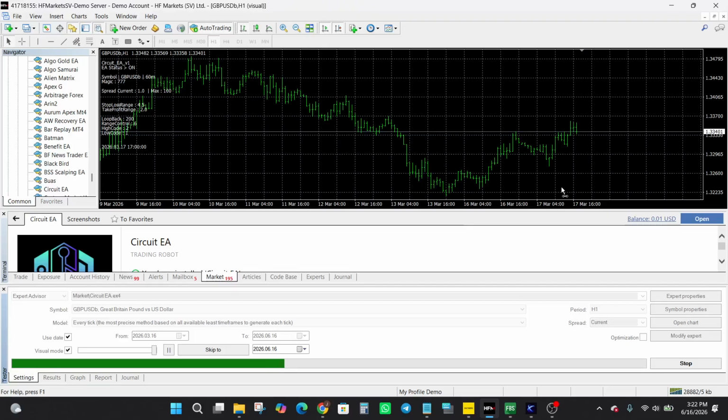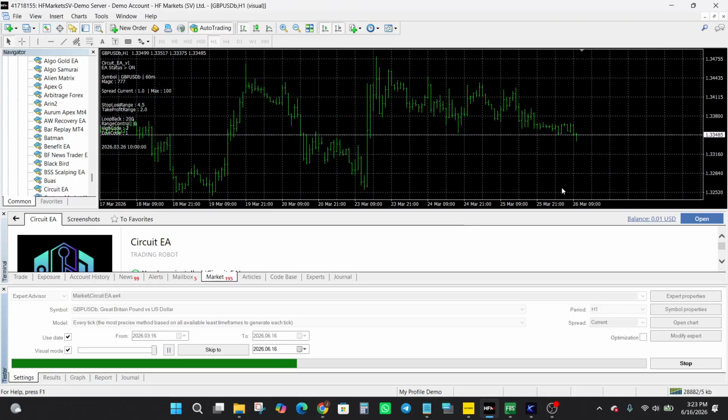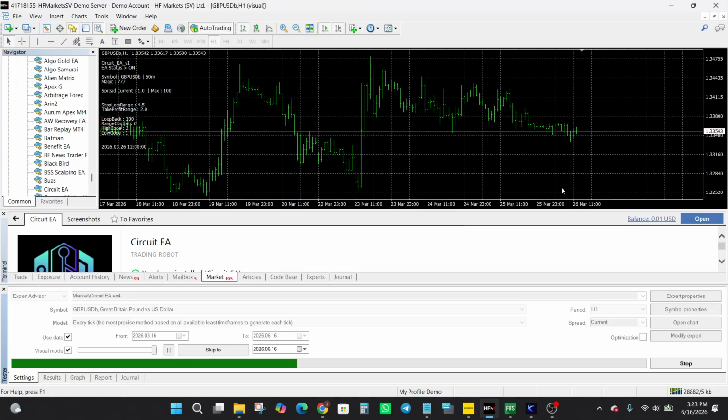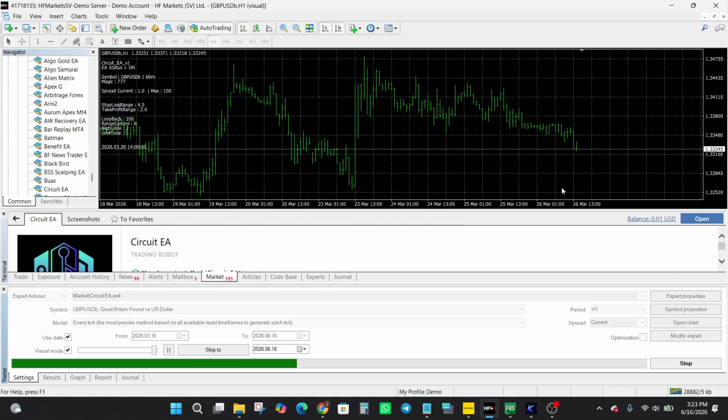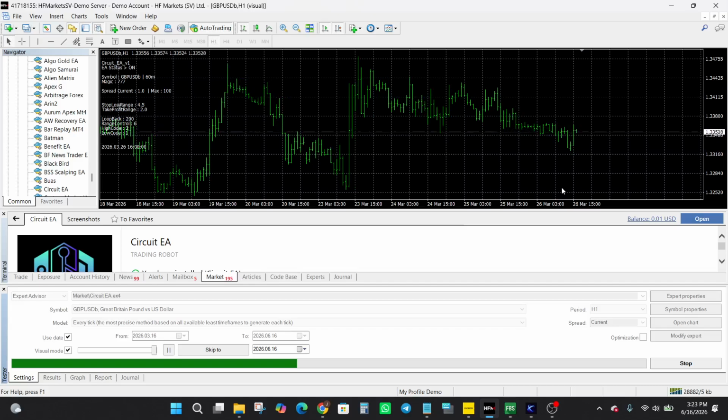Overall, Circuit EA is an MT4 expert advisor built around a structured arbitrage-style entry model with filter-based trade selection and fixed risk parameters. As always, it is best to test and optimize the EA yourself before considering any live trading application, so you can evaluate how it performs under your own trading conditions.